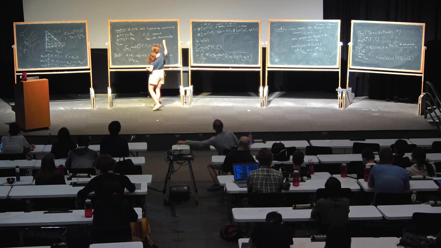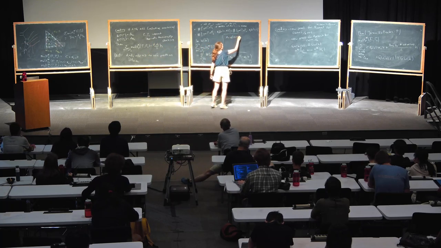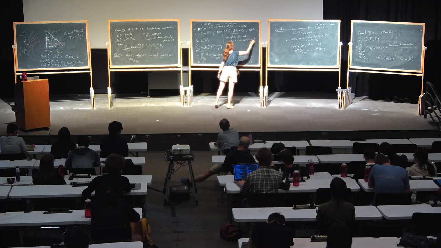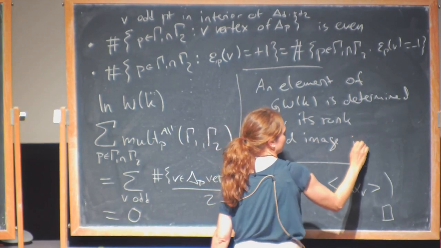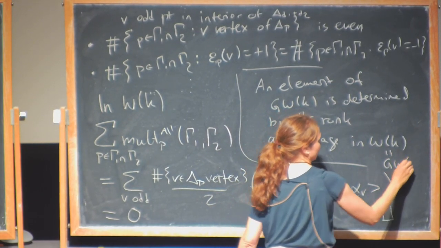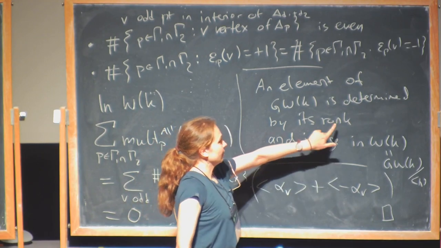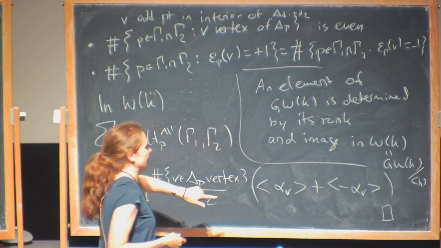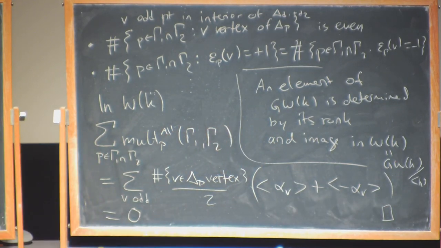So maybe add the assumption that the characteristic of k is not equal to 2, because then an element of GW of k is determined by its rank and image in the Witt ring of k. So this was just GW of k, and you mod out by the ideal generated by the hyperbolic form. So I know the rank. That's what we did yesterday. That was just the sum of areas, where the rank is d1 times d2. I know in the Witt ring we get 0, so it has to be a multiple of the hyperbolic form, and we need something of rank d1 times d2. H has rank 2, so that's it.